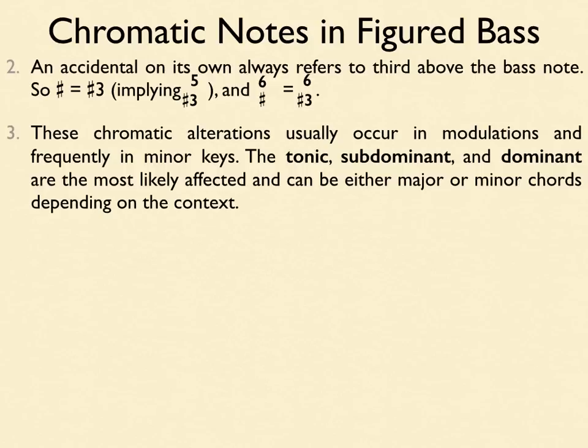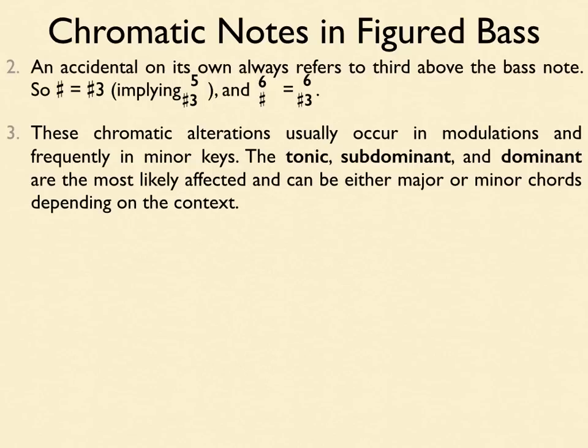These chromatic alterations usually occur in modulations and frequently in minor keys. So again, if you're not using Roman numerals and you're just using figured bass to analyze a piece, it's going to be very common that you're going to need to use sharps, flats, and naturals next to those numbers, especially when you're modulating or you're in a minor key. And this will frequently occur on the tonic, the subdominant, and the dominant. They're going to be the most likely affected chords, and they can either be major or minor chords depending on the context.